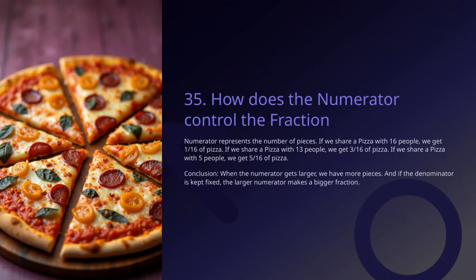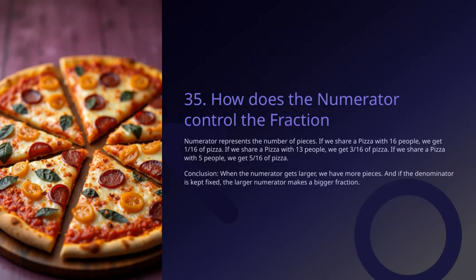Now, let's talk about how the numerator controls the fraction. The numerator, as you know, represents the number of pieces we have. Imagine sharing a pizza with different groups of people. If we share a pizza with 16 people, each person gets 1 out of 16 slices, so the fraction is 1/16. But if we share that same pizza with only 13 people, we get 3/16 of the pizza. And if we share with just 5 people, each person gets 5/16 of the pizza.